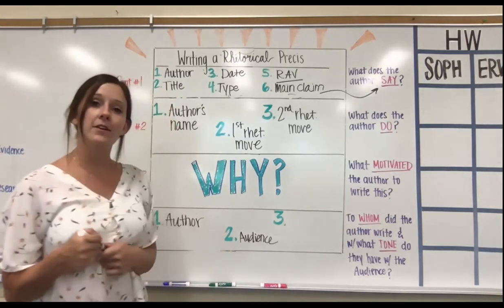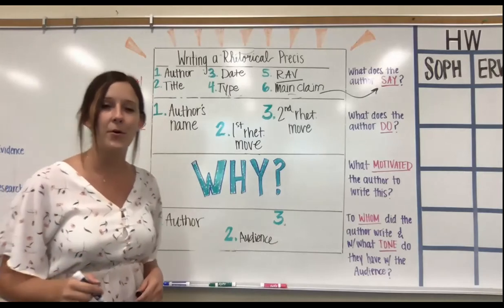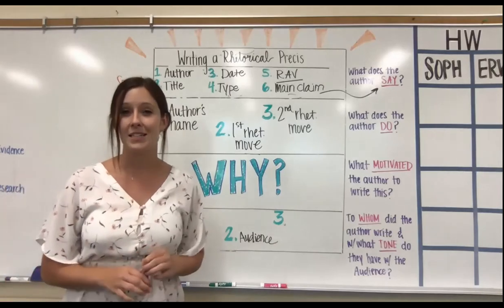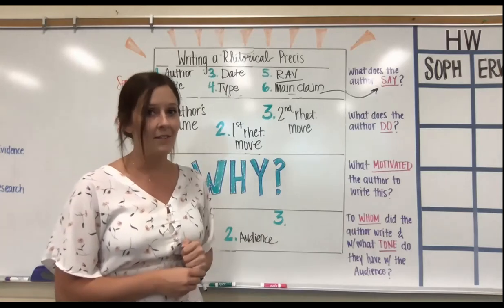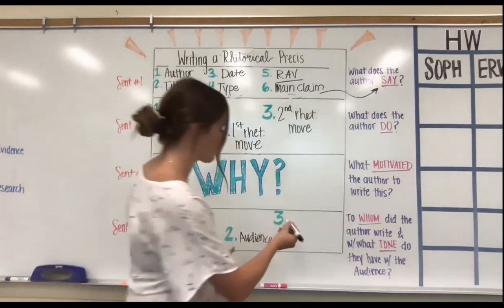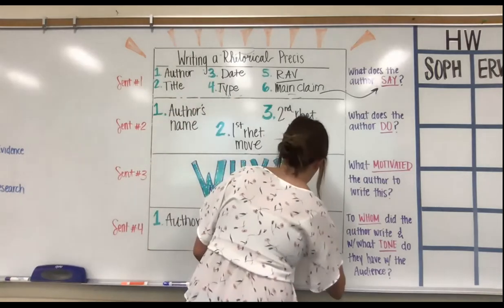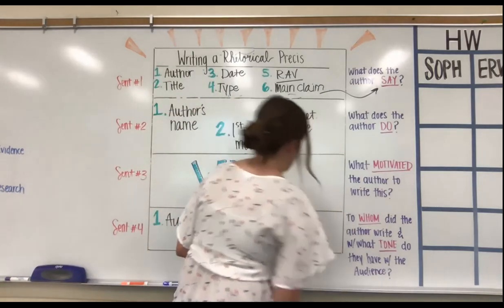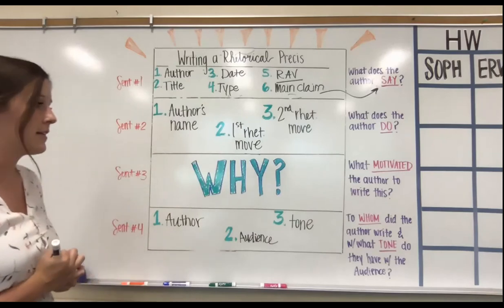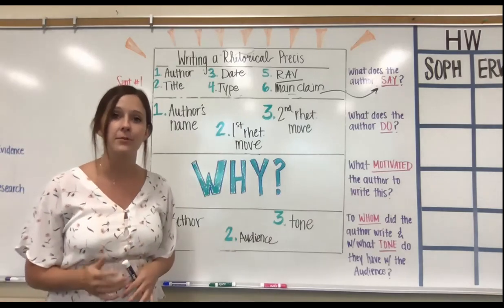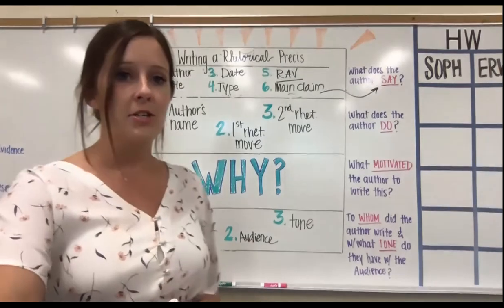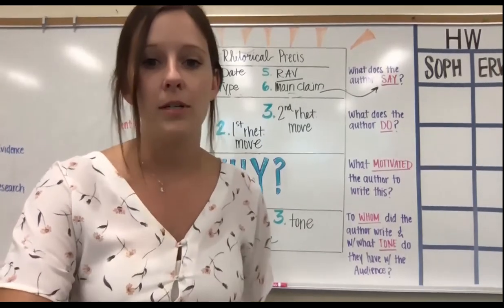And the final thing you need to write is the tone. What's the tone of the article? Is it really assertive? Is it very argumentative? What's the tone? And so those are the three things that you're going to need for your last sentence. Who are they writing it for and how did they write it? What's the tone coming across? So I'm going to share the template with you one more time.